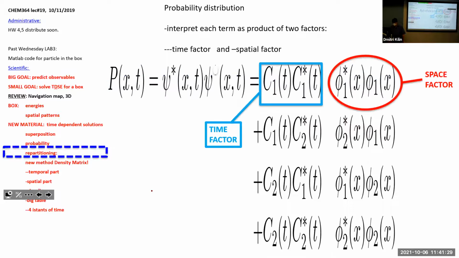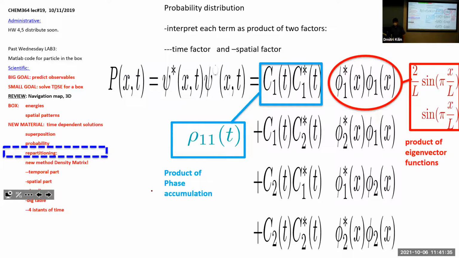Okay. Time factor and space factor. The space factor will be the product of the basis functions, and the time factor, some communities call it the density matrix element, because there are two indices. And an object with two indices is often called a matrix, right? So one can call this product a matrix with indices 1, 1. This is a matrix with indices 1, 2, matrix with index 2, 1, matrix with index 2, 2. And if there are more basis states, it's just a bigger matrix.